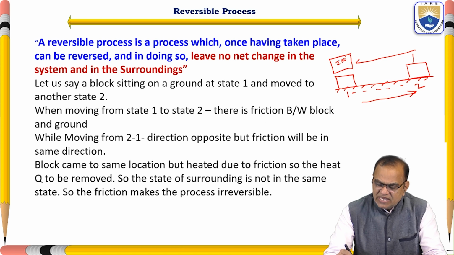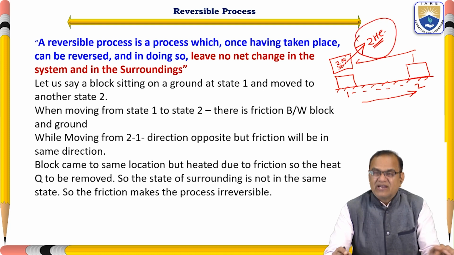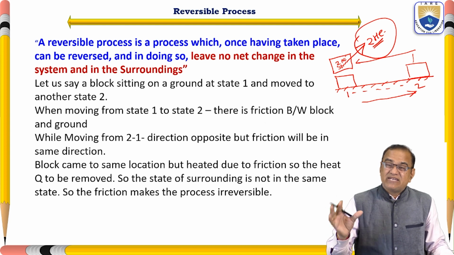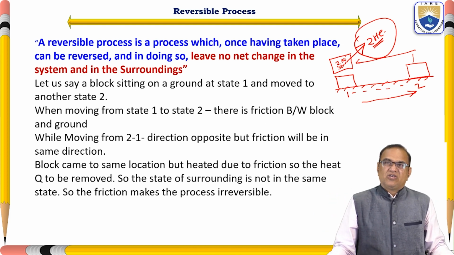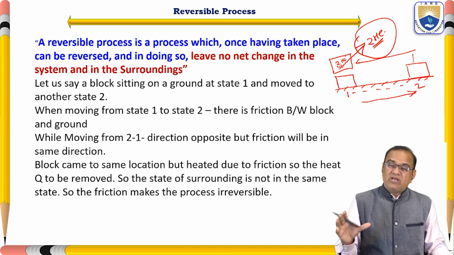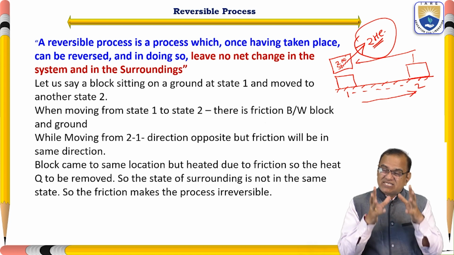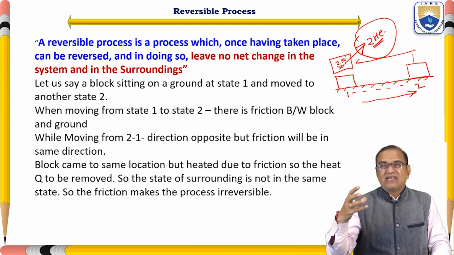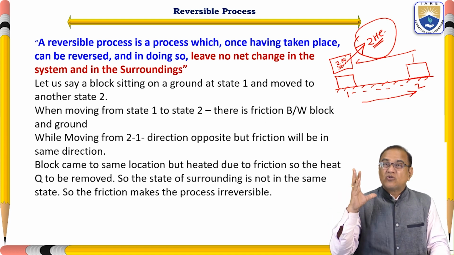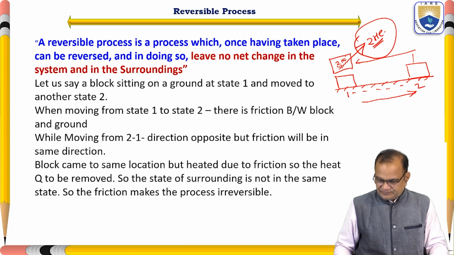So in this case the object has returned, but it is not reversible because there is extra heat. You have to remove this 2Q. So this system is reversible, but your surrounding is not in the same state. Your surrounding, your atmosphere, has got some additional heat. That heat makes the process irreversible. So this is the reversible process: the system and surrounding both should be reversible. In this case, the system is reversible, but the total system and the surrounding is not reversible. So like this, it is not a reversible process.